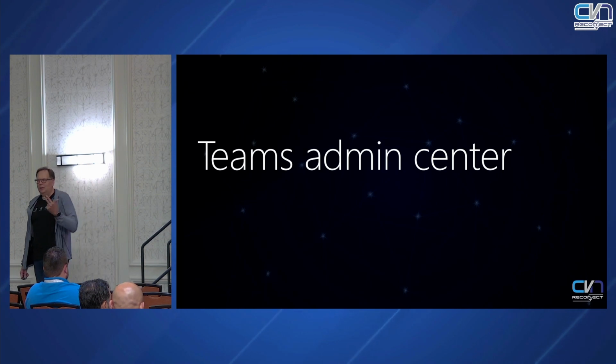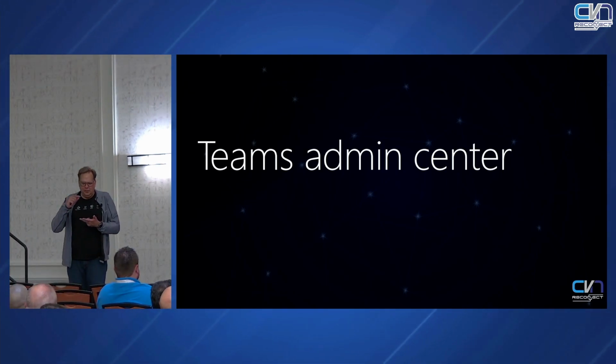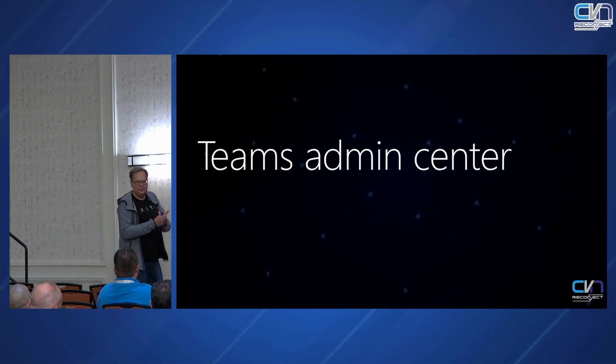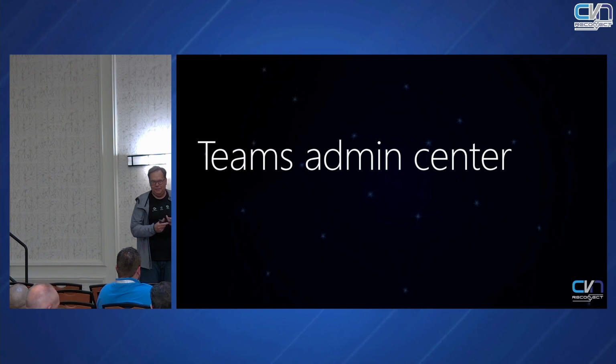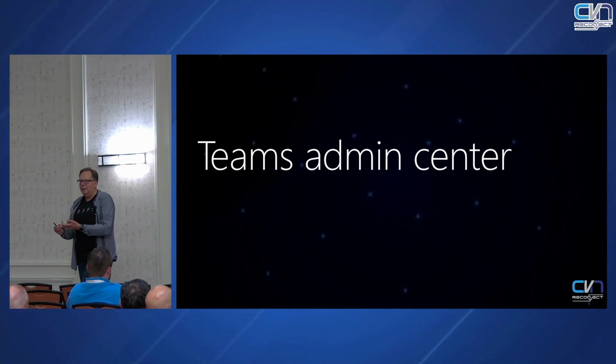So how do you get one of those interfaces? Well, the easiest way is to assign a license. If you assign E3 or E5, you get the user interface. If you assign a common area license, you get the common area phone interface. If you assign a meeting room standard or meeting room premium, you get the meeting room interface.